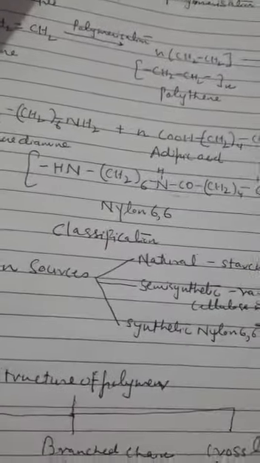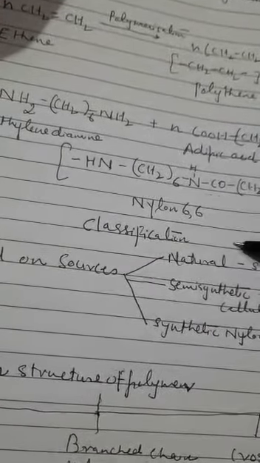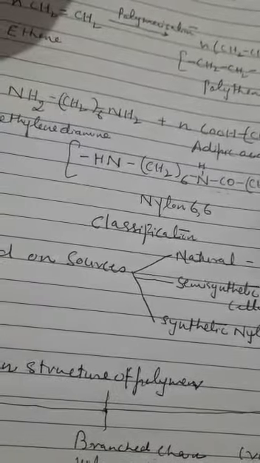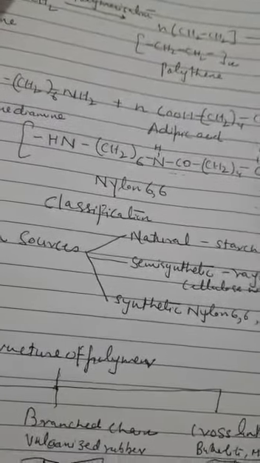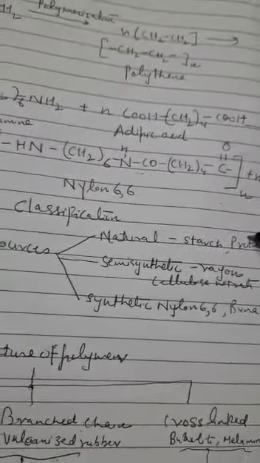Now there is a classification of polymers. First is based on the sources. First are the natural polymers. Jute, silk, starch, protein, these are natural polymers.